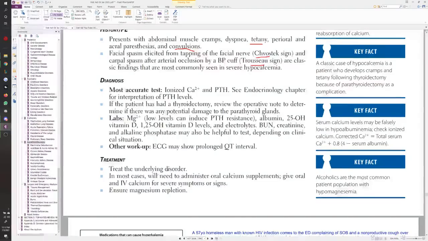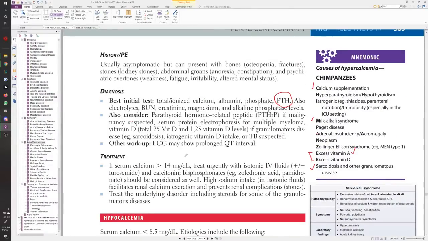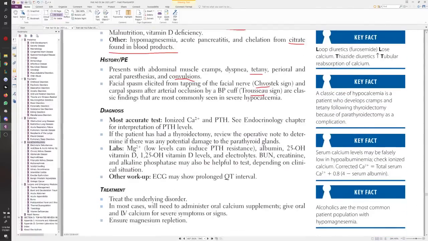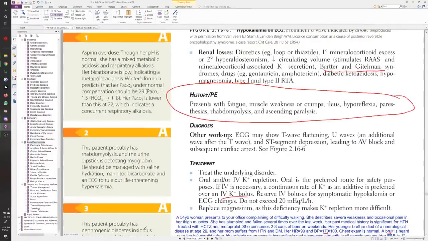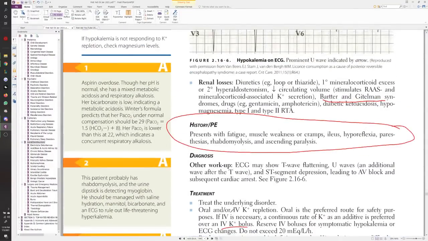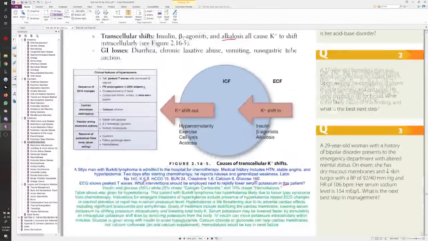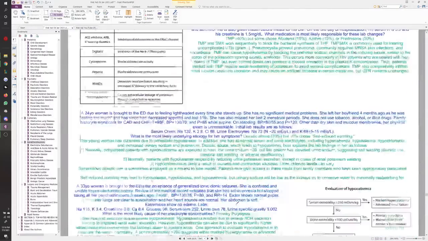How do you fix this? Just treat whatever's causing it. In most cases, we'll need to administer oral calcium supplements, give IV calcium for severe symptoms, and ensure magnesium is also repleted. In a lot of these case scenarios, we saw that magnesium needed to be given. So here in hypocalcemia, giving magnesium was important. And right here too, in hypokalemia, replace magnesium as well. So the hypo things, if you have low potassium and low calcium, give magnesium as well.